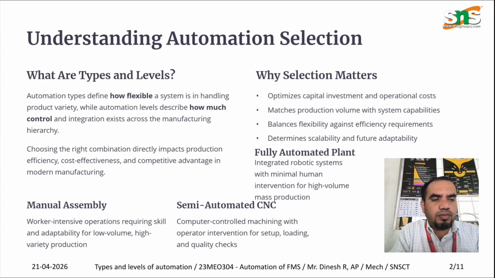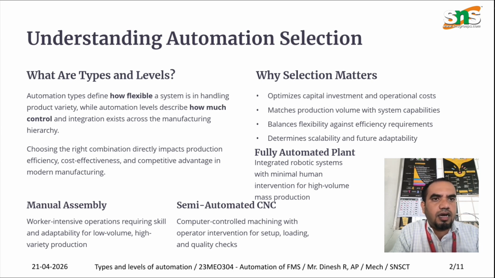Then there is manual assembly. We are switching from manual assembly to automation because it is a work-intensive operation that requires skilled workers and adaptability for low volume. High variety of production cannot be done by means of manual work because there will be a lot of challenges. So worker-intensive operations require skill and adaptability for low volume and high variety production.